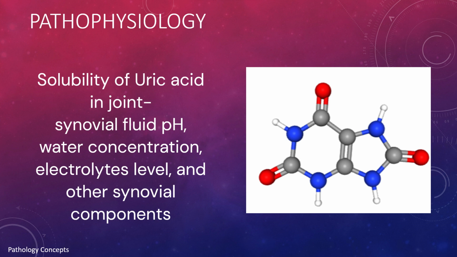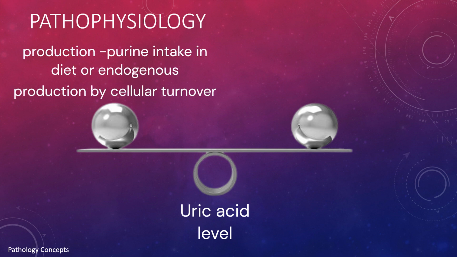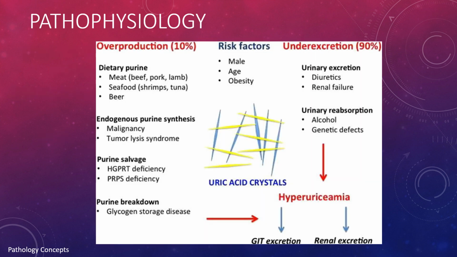Some factors may affect the solubility of uric acid in the joint. These include synovial fluid pH, water concentration, electrolyte level, and other synovial components such as proteoglycans and collagen. Serum uric acid level in the body is determined by the balance between its production, either from purine intake in diet or endogenous production by cellular turnover, and its excretion by kidneys and GIT. Increased production of uric acid is responsible for only 10% of cases of gout, while the remaining 90% are caused by its renal underexcretion.